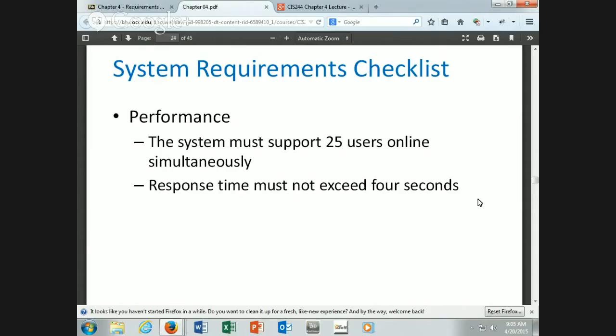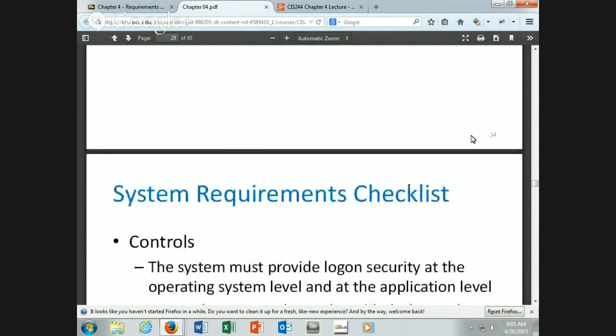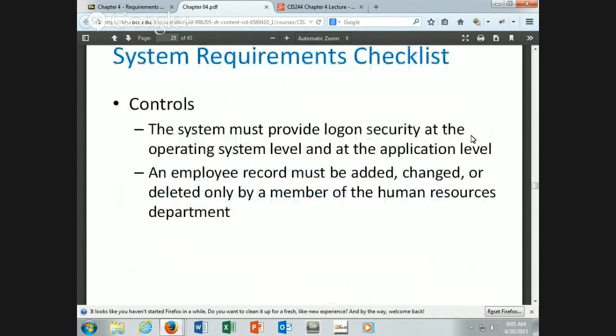Response time must not exceed 4 seconds. Here's the challenge with performance. How long are you willing to wait for a website to come up? There are some factors like that. How bad do you need it, right? Can you get it someplace else?